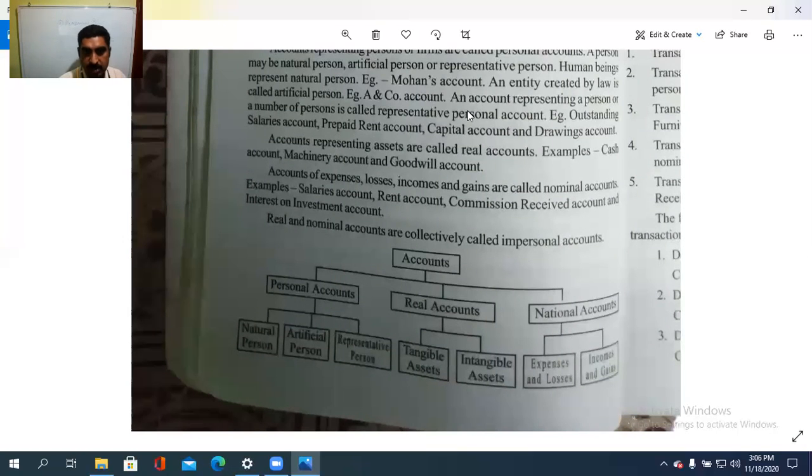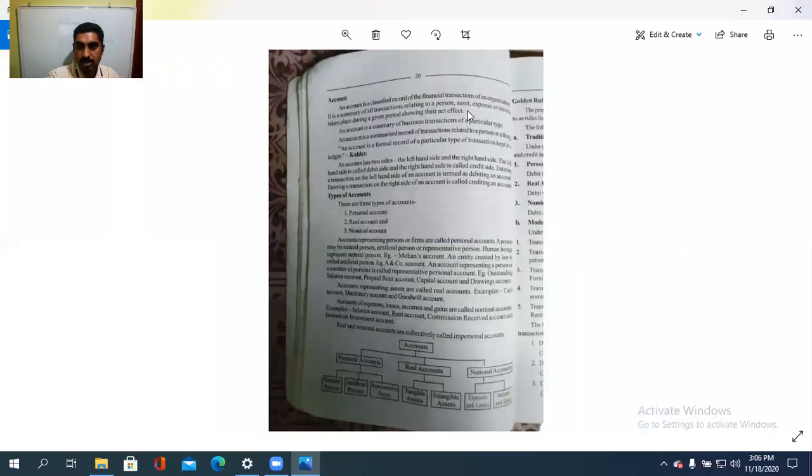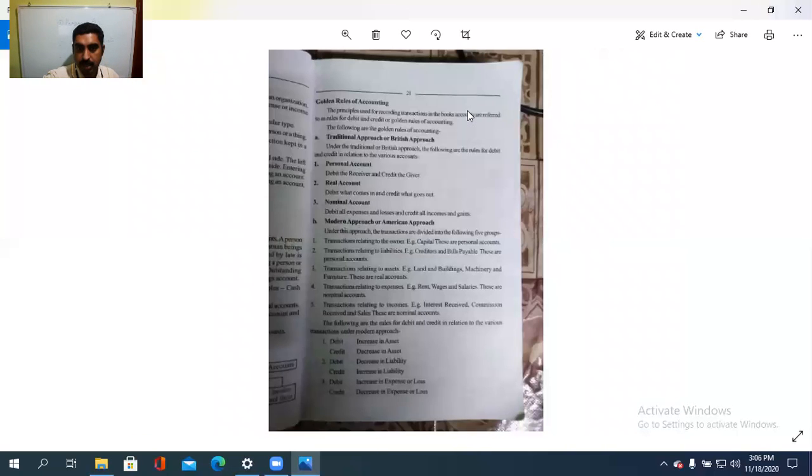So accounts are personal, real and nominal. Personal account may be a natural person, artificial person, or representative person. Real account may be based on tangible and intangible assets, and nominal accounts cover expenses, losses, incomes and gains. So keep in mind three types of accounts: personal relating to persons, real relating to assets, and nominal relating to incomes and expenditure, or losses or gains. The rest of the part we will look at later.